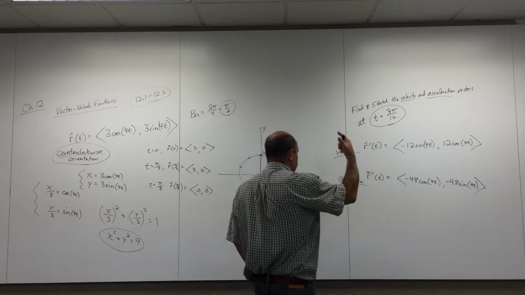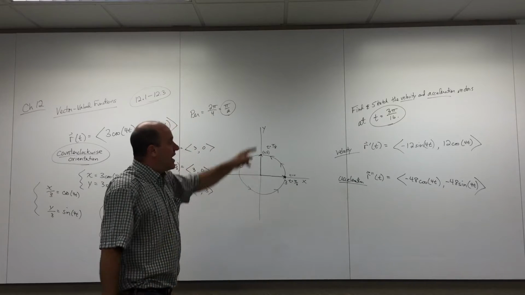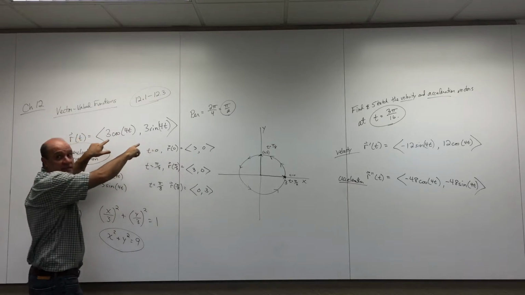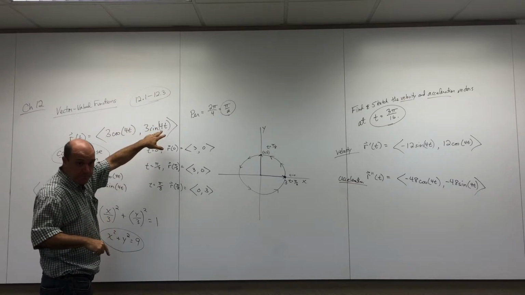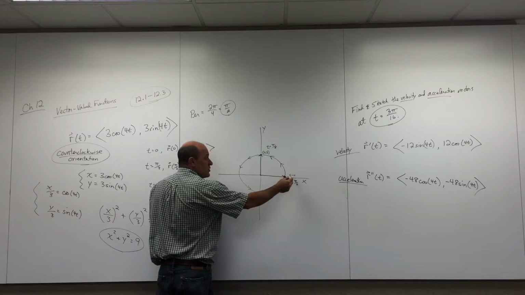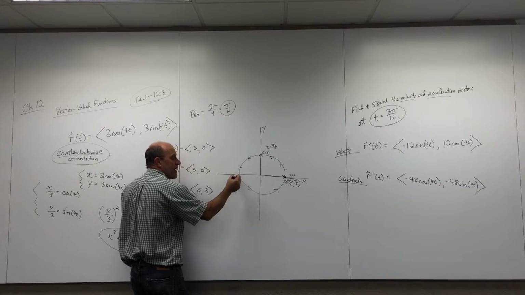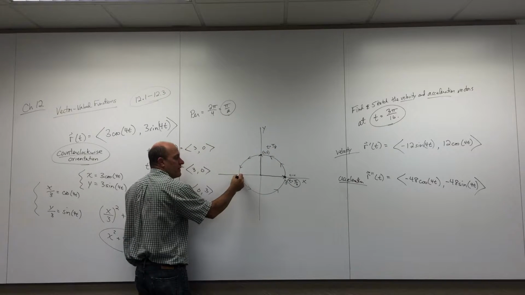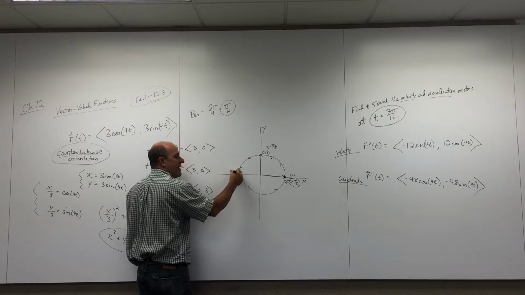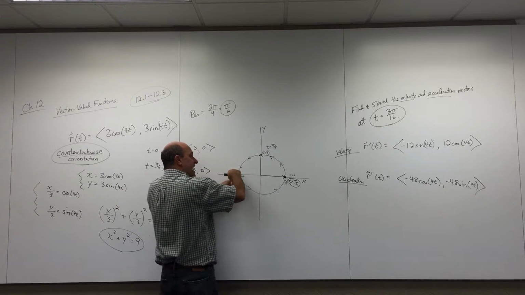They want me to plug in 3 pi over 16. But hang on, before I do that, where is my position at 3 pi over 16? I guess I could plug in 3 pi over 16 in here to get my position. I could also do this. If this is t equals 0 and all the way around is pi over 2, what is it halfway around? Pi over 4? Half of that. Pi over 4. And then what's half of pi over 4?